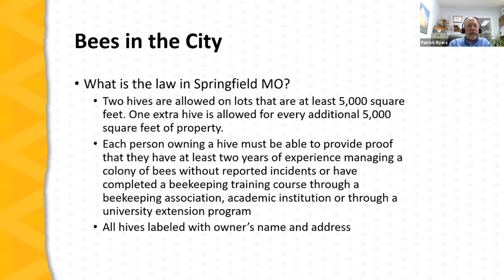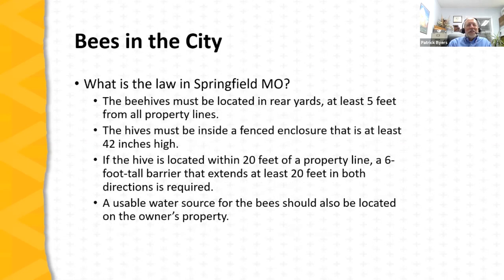Secondly, you have to know what you're doing. The law actually requires persons owning a hive to provide proof that they've had at least 2 years of experience managing a colony of bees without reported incidents, or they've completed a beekeeping training course through a beekeeping association, an academic institution or through a university extension program. And then all hives must be labeled with the owner's name and address. Okay, so that's the first part. And here's the second part.